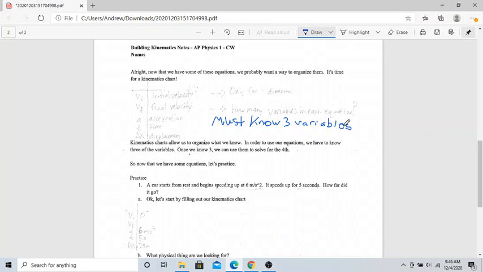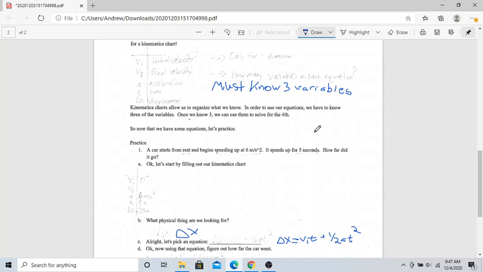All right. Now, best way to use this is to practice with it. So let's look at our practice question. So the car starts from rest and begins speeding up at 6 meters per second squared, and it speeds up for 5 seconds. And it wants to know how far did it go.